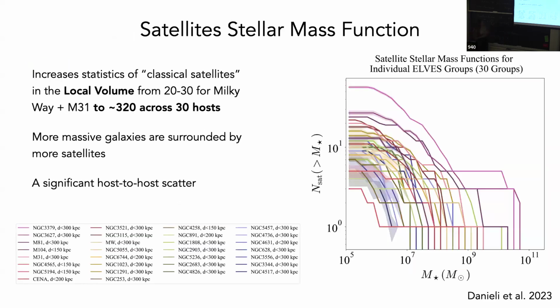So this is the cumulative mass function of the satellite galaxies from all of these groups. The first thing that we see is that there is really big variation, and there is this pretty significant host-to-host scatter. And just to give you a sense, we mapped around 320 satellites around 30 hosts. So roughly, on average, 10 per host.